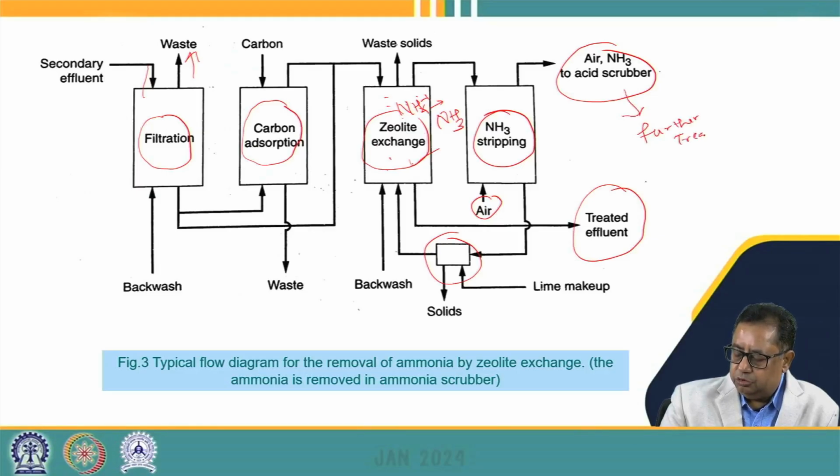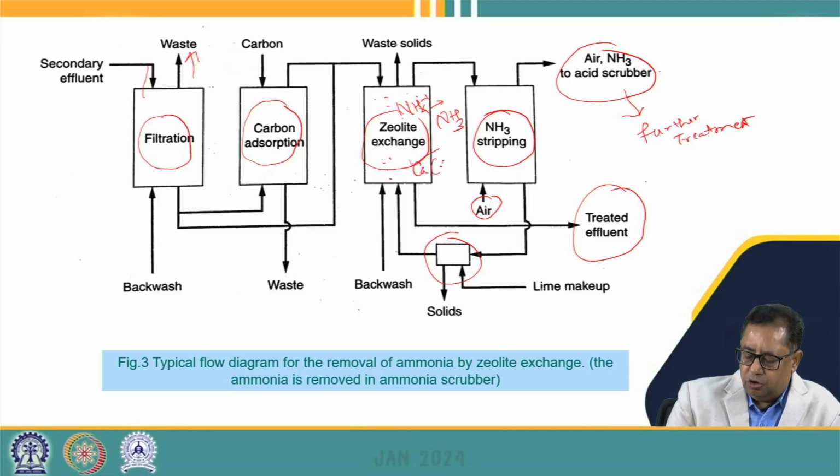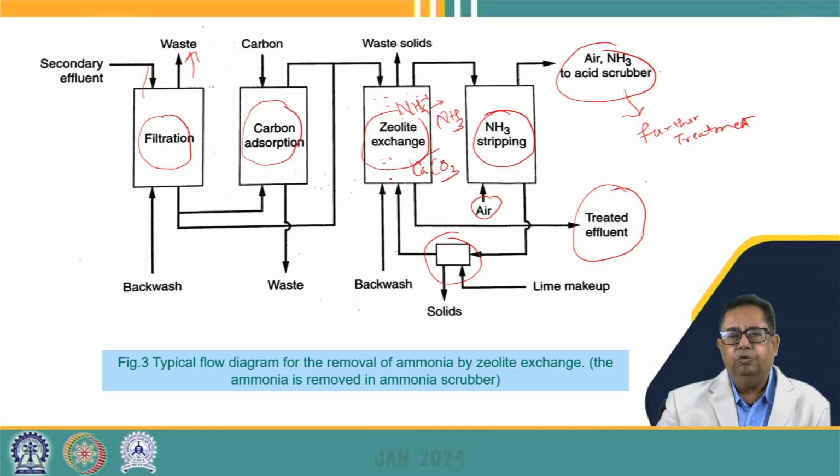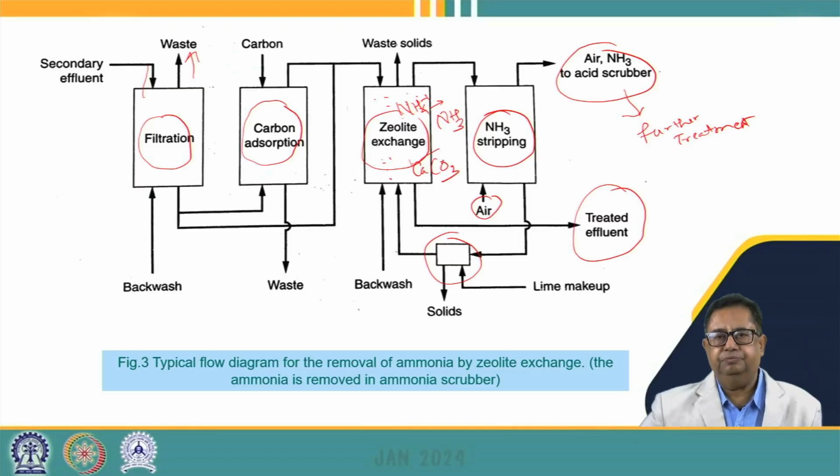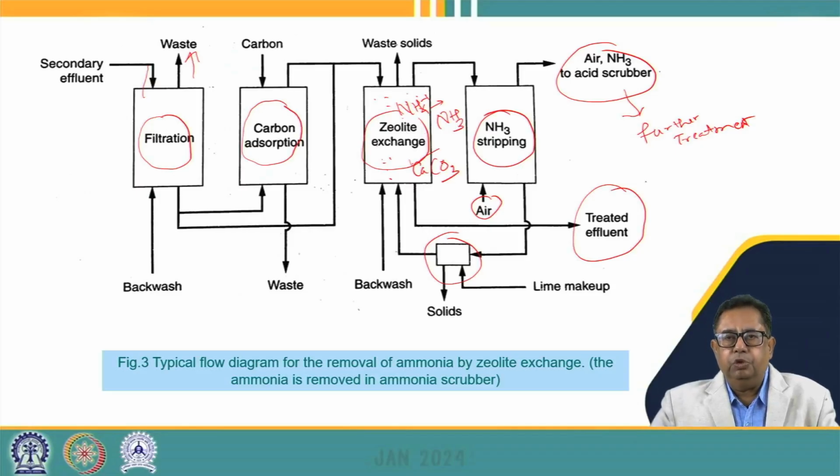And here we can also see that we are backwashing the filter so that the particles of calcium carbonate crystals that are formed can be removed from our zeolite exchanger. So that's how the treatment of ammonia takes place, by using zeolite, which is clinoptilolite, and this clinoptilolite is very effective in removal of ammonia.